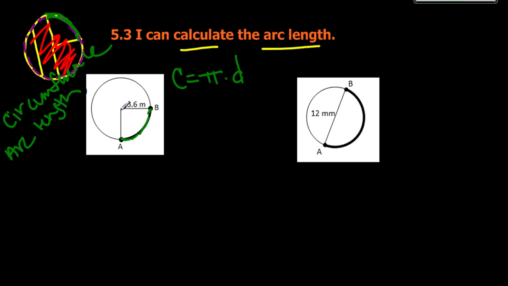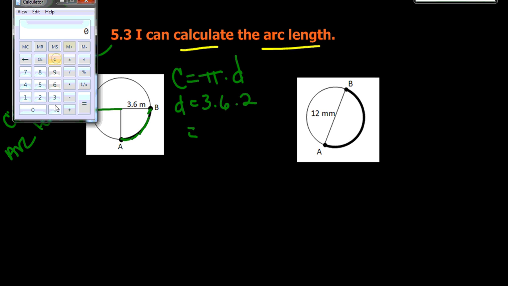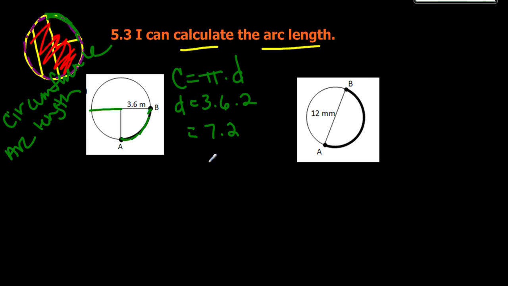Well, if I know my radius is 3.6, I know my diameter is equal to just 3.6 times 2, because that's halfway, and now I want to go all the way. I need 2 of them. So I go to my trusty calculator, and I take my 3.6 times 2, and I get 7.2 meters for my diameter.